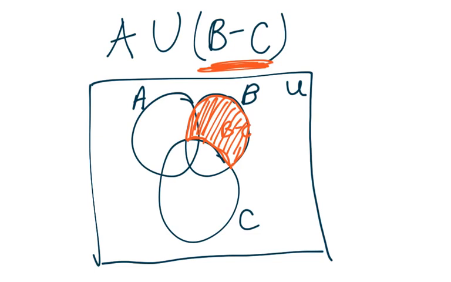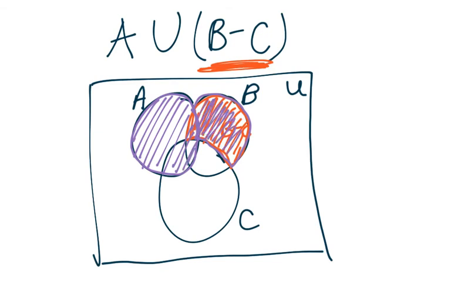Now we're going to union that with set A. So remember, for union, we count an element if it's in either A or the other piece of it. So I'm going to shade that in purple. So that's going to be everything in A plus everything that we shaded red. And so I'm going to shade that entire thing. And that is our region shaded in purple.